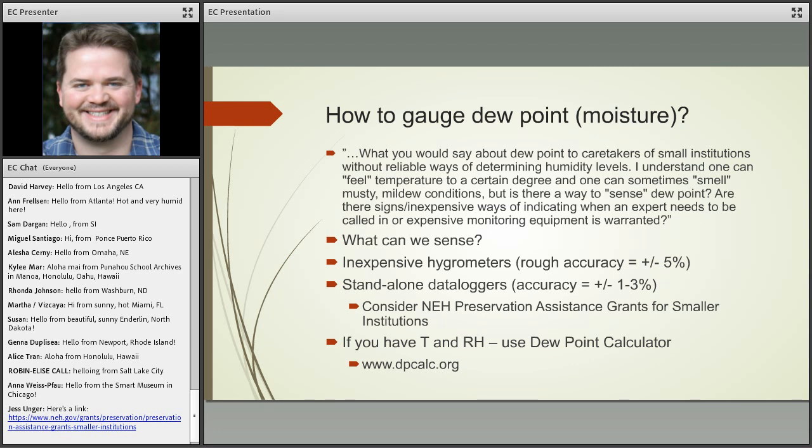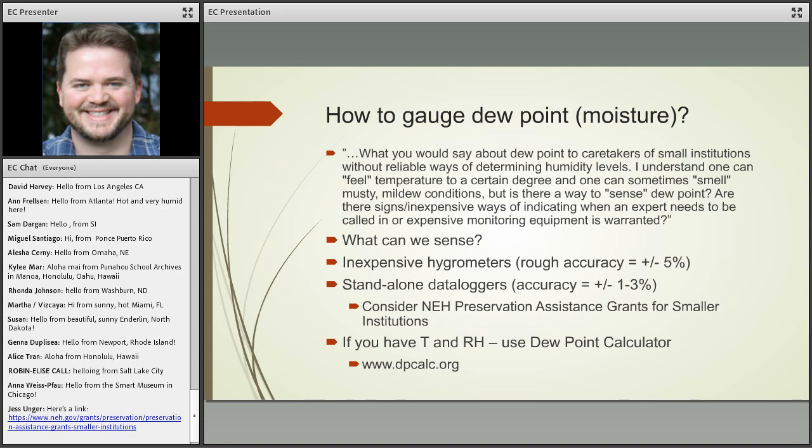Once you actually have some idea of what you're working with for temperature and relative humidity, please do go in and think about using different tools. The Image Permanence Institute has the online Dewpoint calculator. Most loggers that you're working with will not show dew point specifically on the screen or may not even show it as part of a readout, depending on the brand that you have. But IPI's Dewpoint Calc, that's www.dpcalc.org, there on the screen at the bottom.